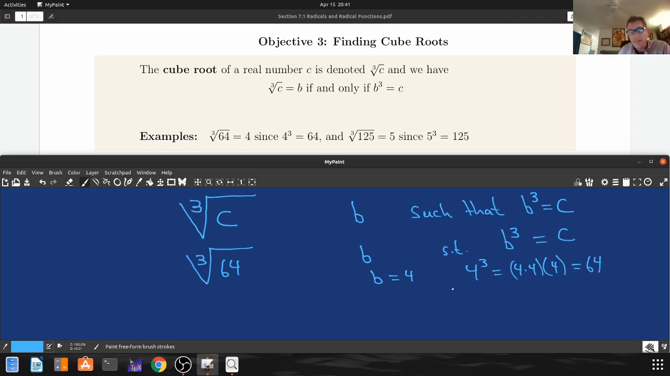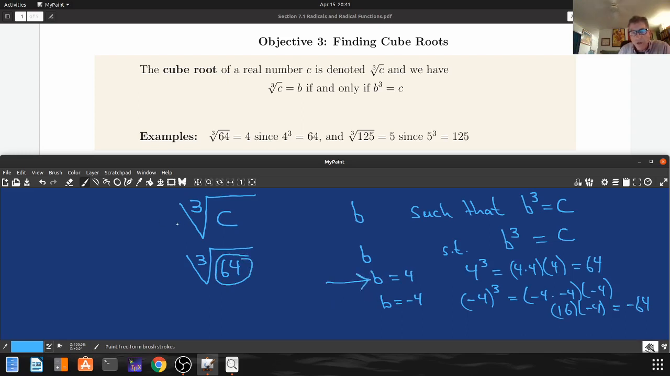Well, what about b is equal to minus 4? Well, let's try it. Let b equal minus 4. Then minus 4 cubed is equal to minus 4 times minus 4 times minus 4. Well, minus 4 times minus 4 is 16, but 16 times minus 4 is equal to minus 64. And we're looking for a number that will give us 64. So b equals 4 is the only solution.